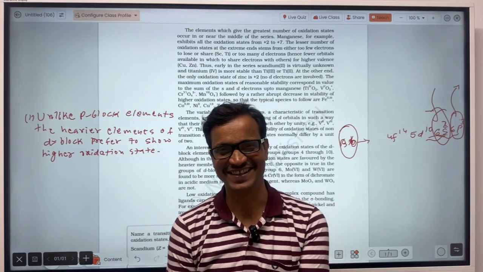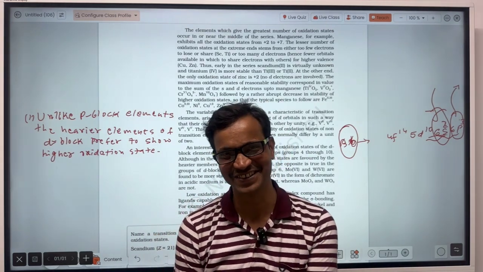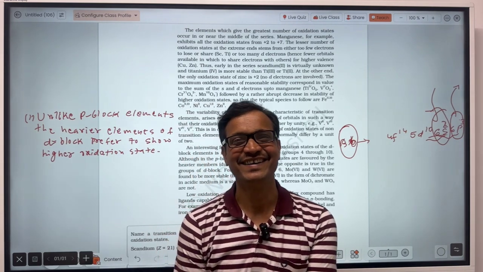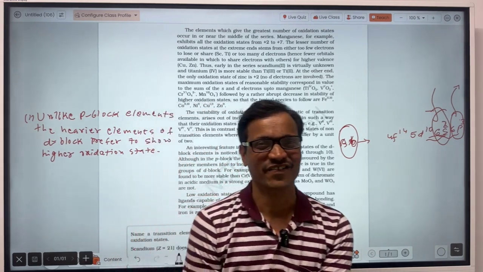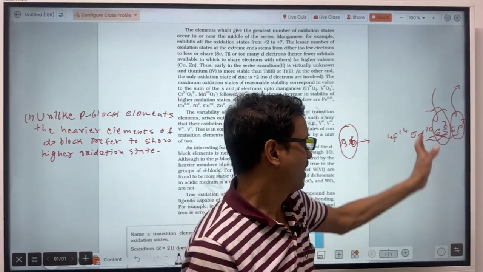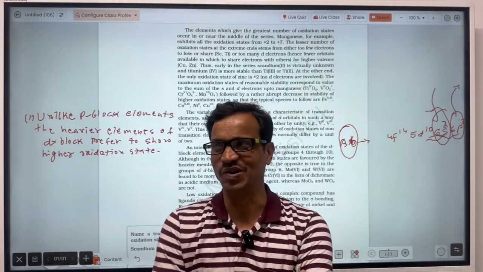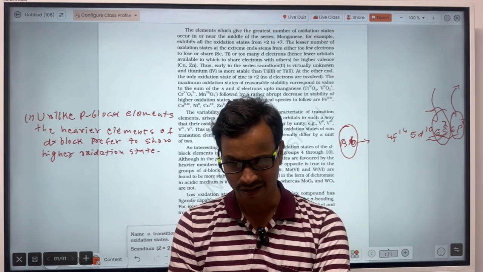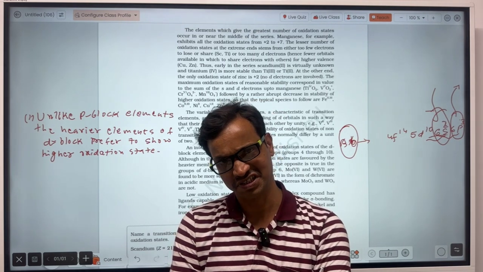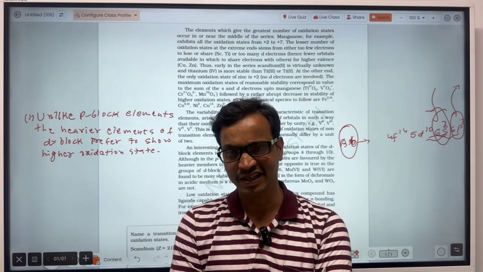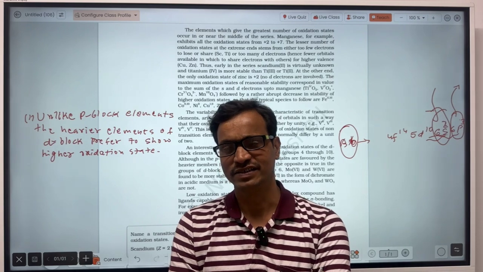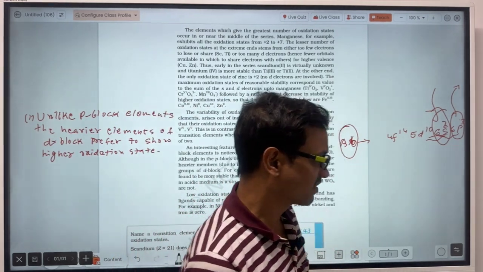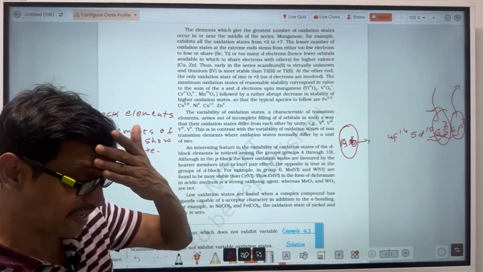Inert pair effect, maybe you have felt a lot of difficulty. Not only you, your seniors also, about the inert pair effect, which is nothing. What is the inert pair effect? The heavier elements of p block prefer to show an oxidation state 2 units less than the highest oxidation state shown by other elements of that group. And that phenomenon is called the inert pair effect.